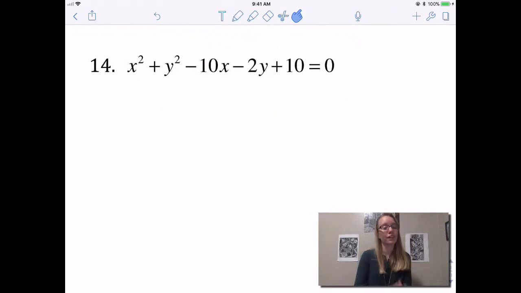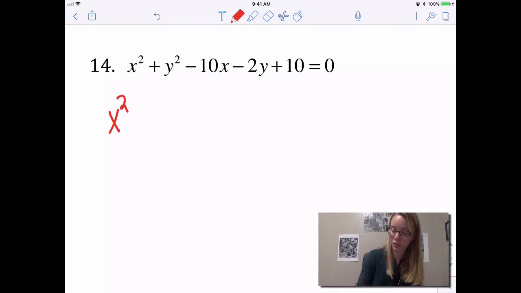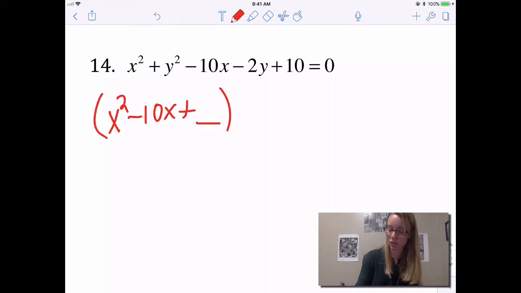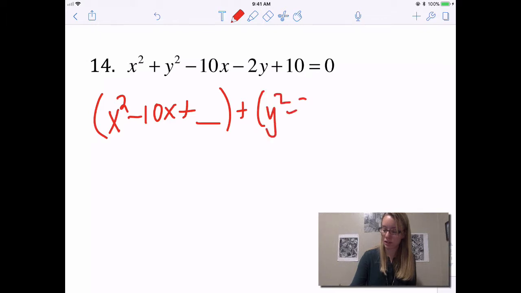Number 14 is very similar. We've got a lot of stuff going on. What I really want to do is get the x's all together so I can complete the square on the x's, get the y's all together so I can complete the square on the y's, and then finish off. So I'm going to write this in order, x squared minus 10x, and then do a plus blank because I don't know what's going to complete the square yet. And then y squared minus 2y plus blank.